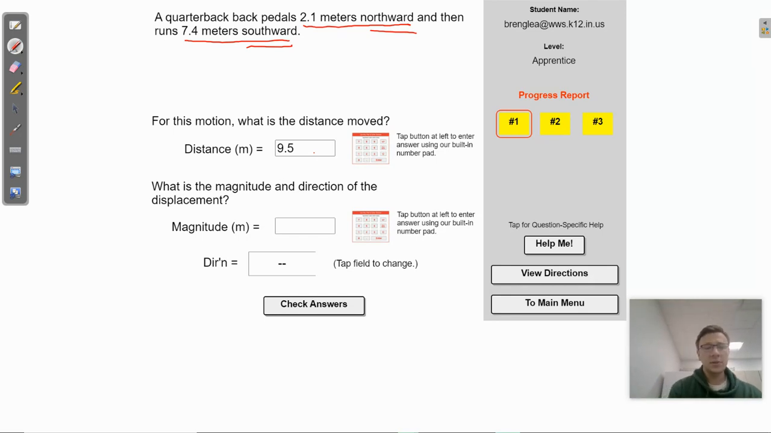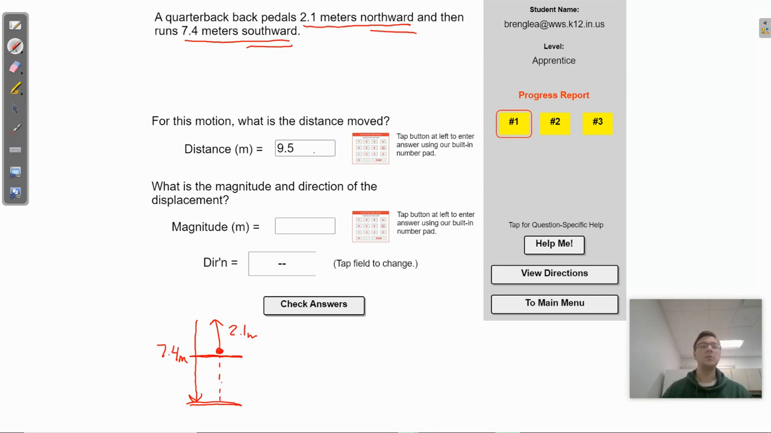So basically, if we draw a little map here, we could show that the quarterback moves up 2.1 meters, right? And now that they're at this point here, they then move backwards 7.4 meters. So basically what we're interested in is finding the distance of this dotted line here. That's how far away did the person end from that starting position, right? So displacement is the straight line distance between the starting and ending positions. How far was the person displaced from their original position?